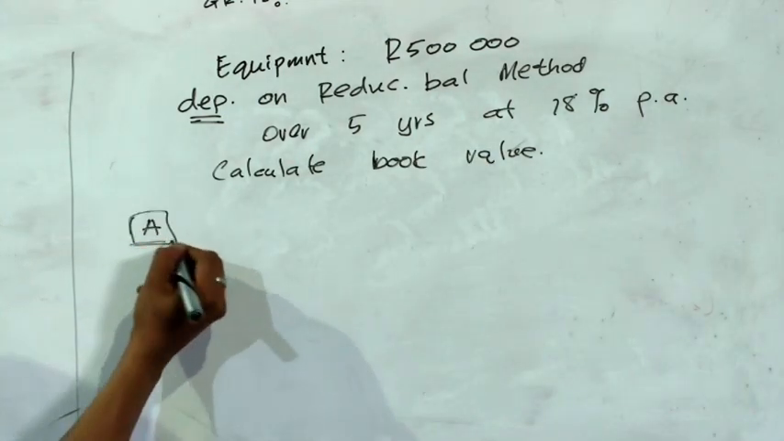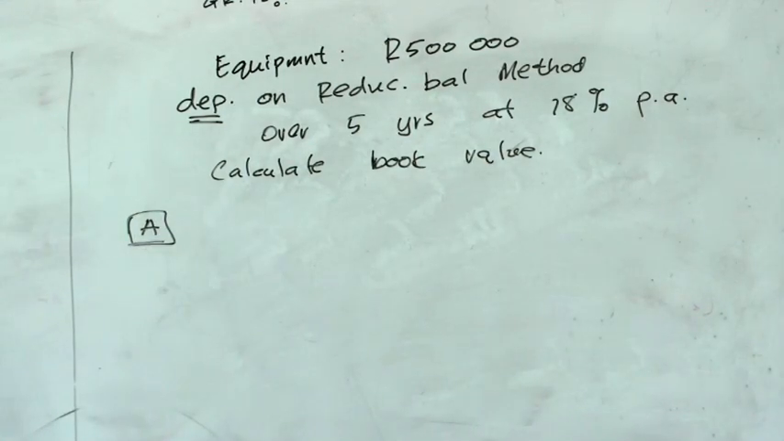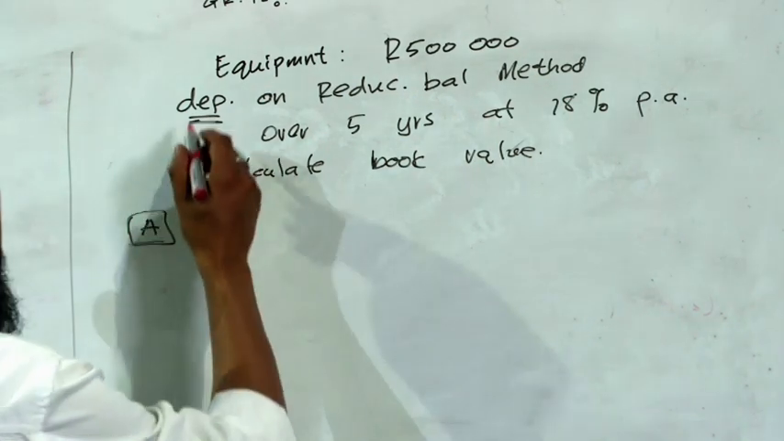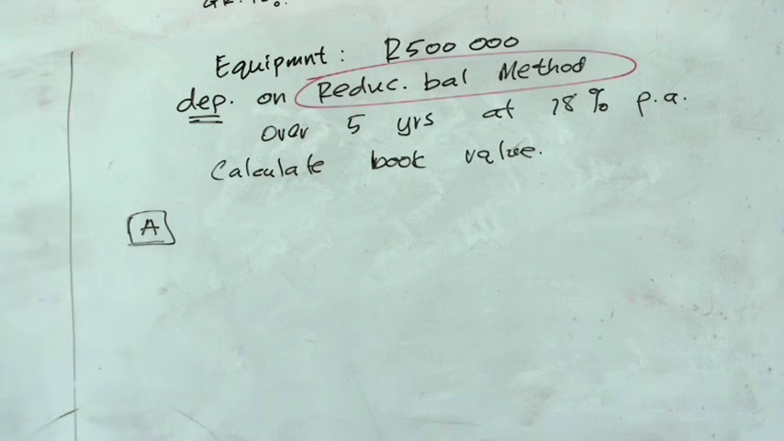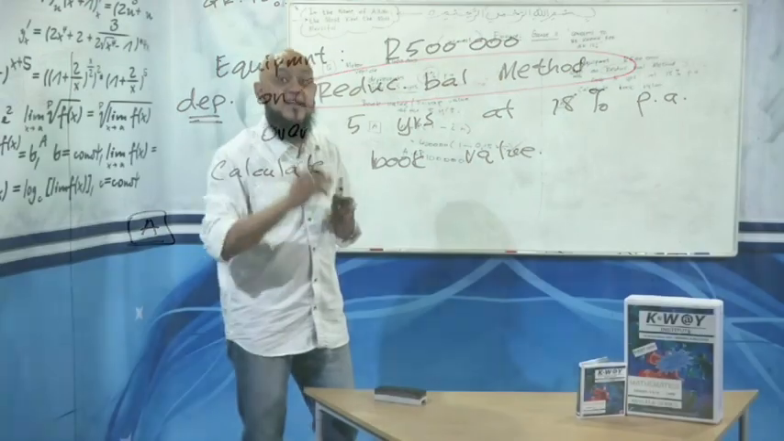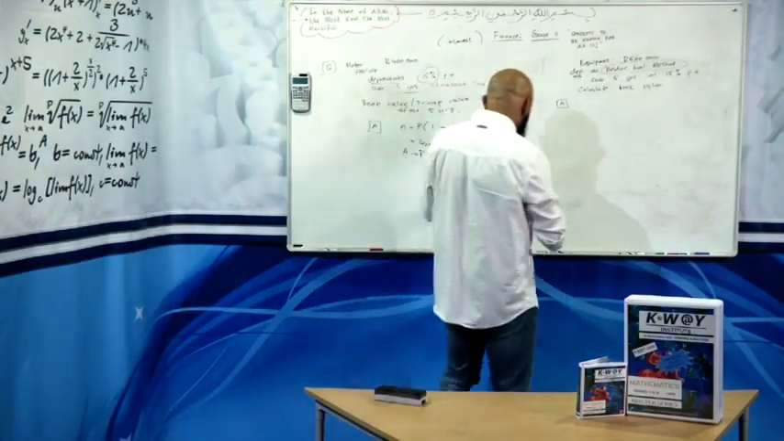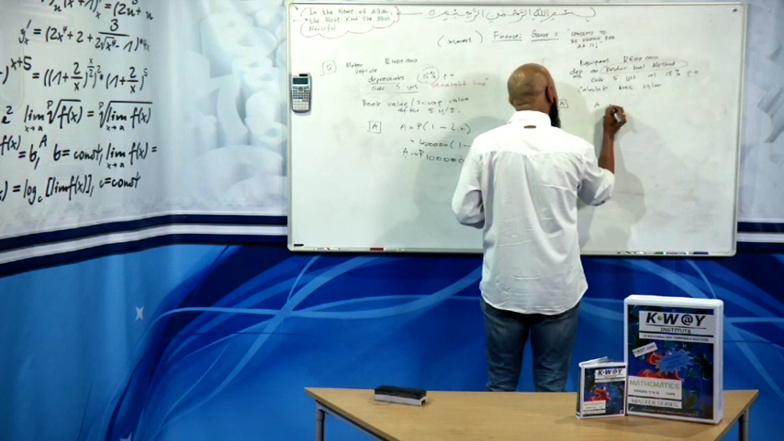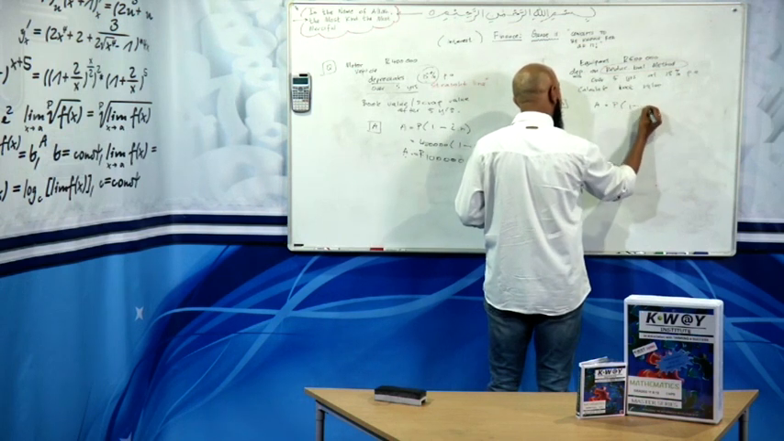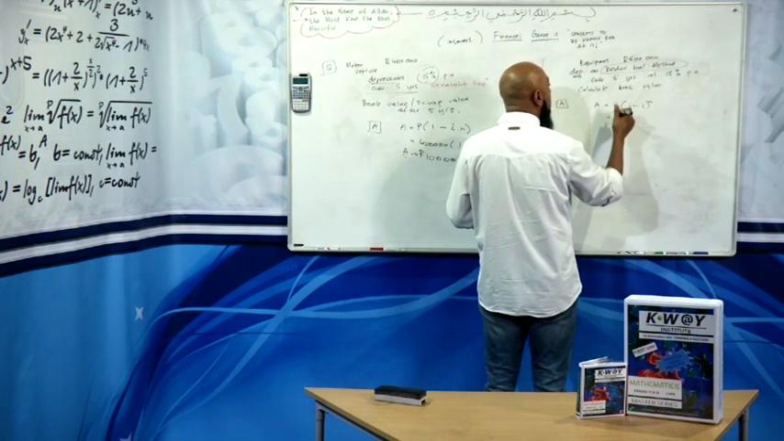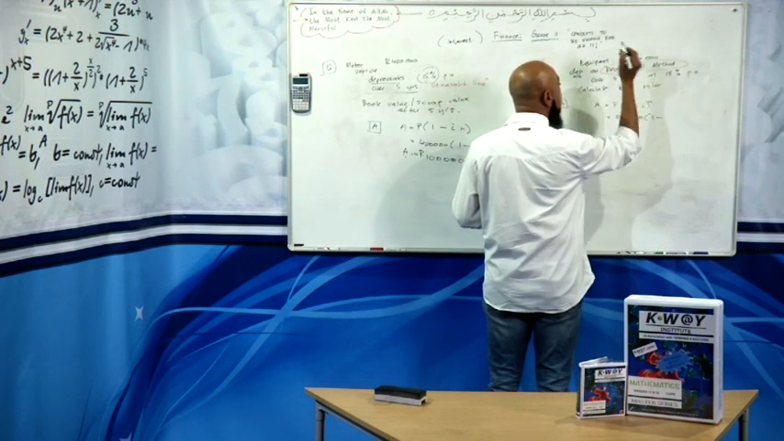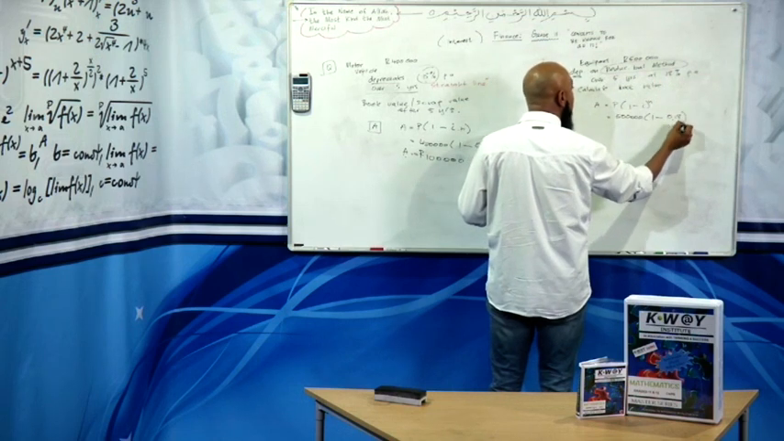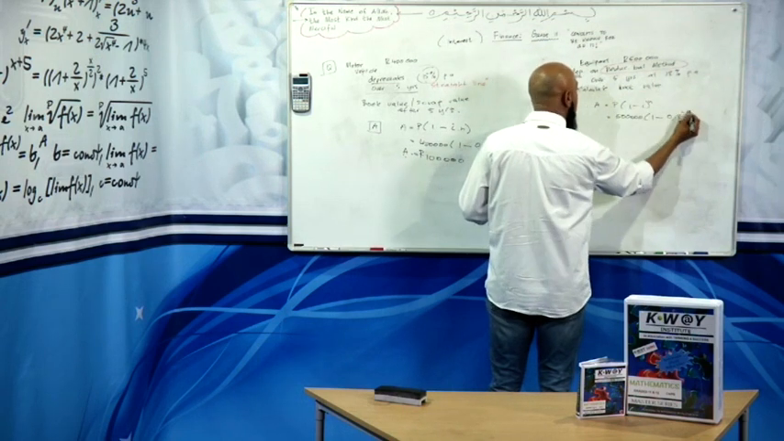Answer. So obviously this is not straight line. Why? Because it says it depreciates on the reducing balance method. And what did I say? Another word for reducing balance method is the diminishing balance method. Same thing, same concept. Calculate the book value of the item. So now we go, A is equal to P into 1 minus i to the power n. So your principal amount, 500,000, into 1 minus your depreciation of 18%, 0.18, to the power 5, over 5 years.